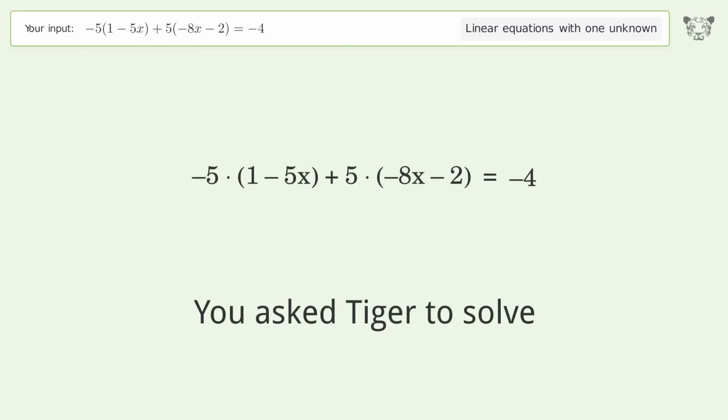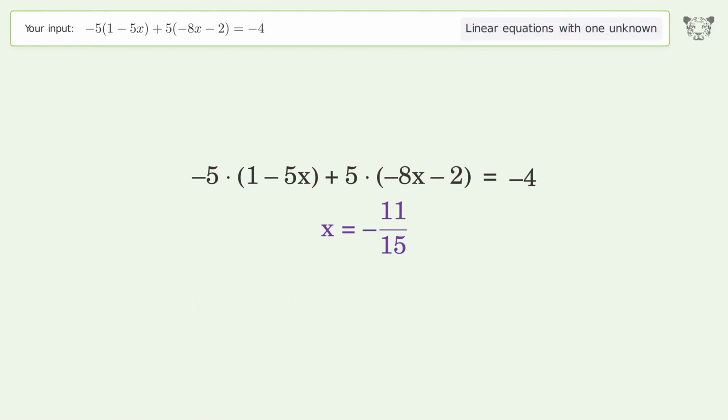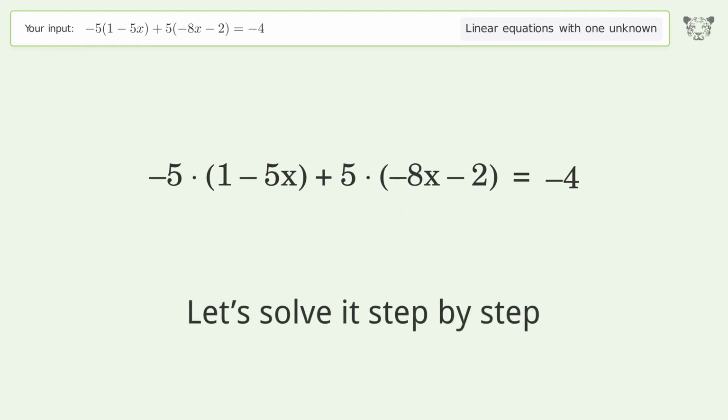You ask Tiger to solve. This deals with linear equations with one unknown. The final result is x equals -11/15. Let's solve it step by step.